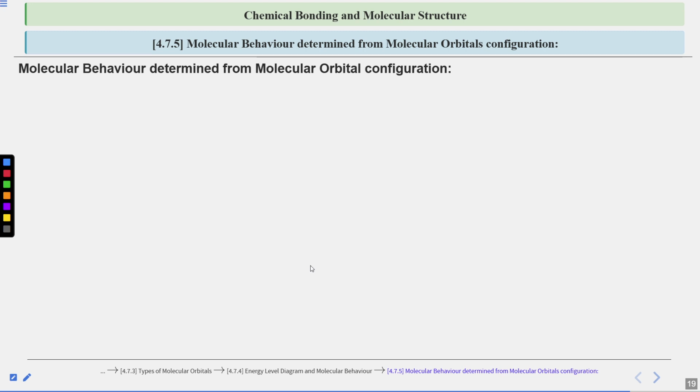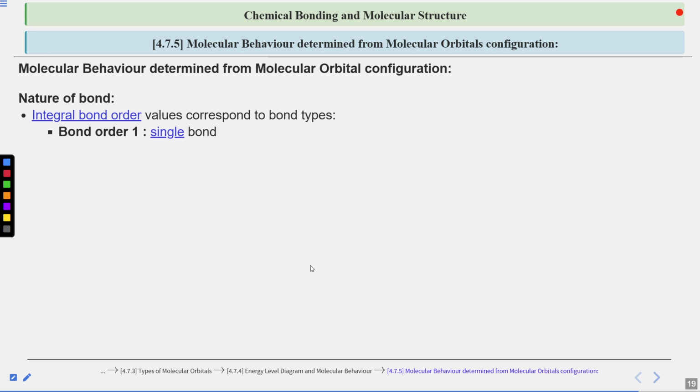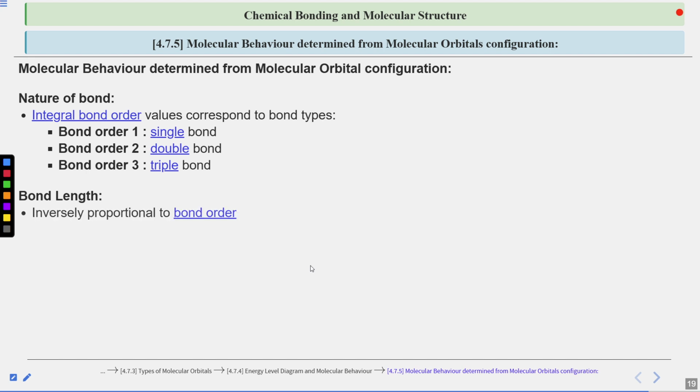Next is the nature of bond. So we know that after counting the bond order, we will get different values. If the bond order is 1, it will have a single bond. If it is 2, we will have a double bond. If it is 3, we will have a triple bond. So as simple as that. What about the bond length? Now greater is the bond order, smaller will be the bond length. And bond length decreases as the bond order is increasing.